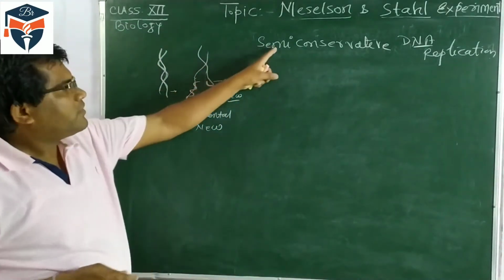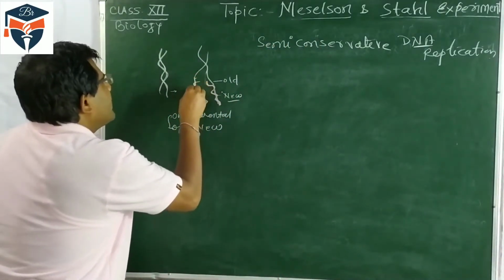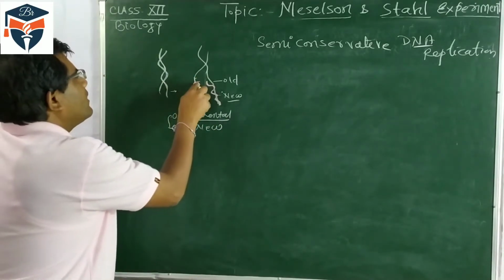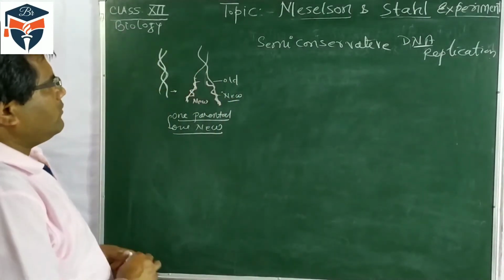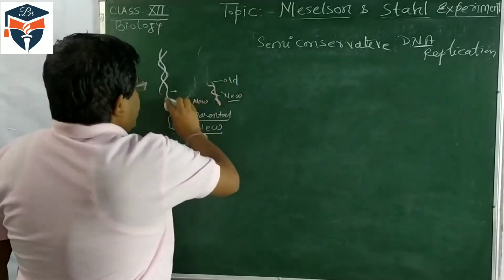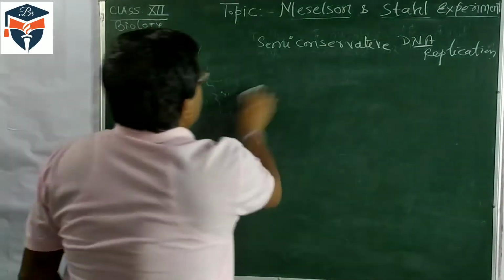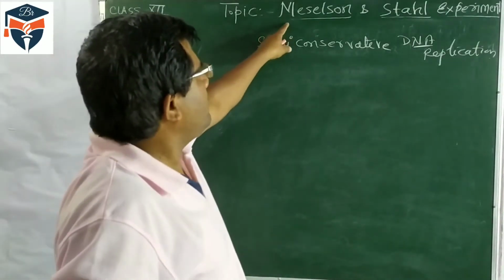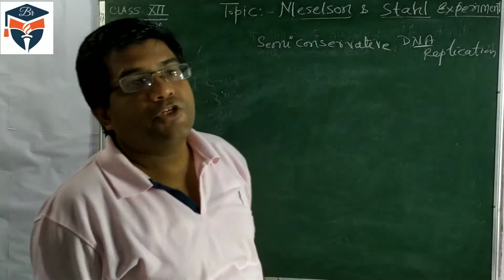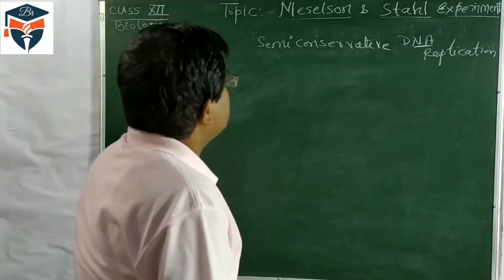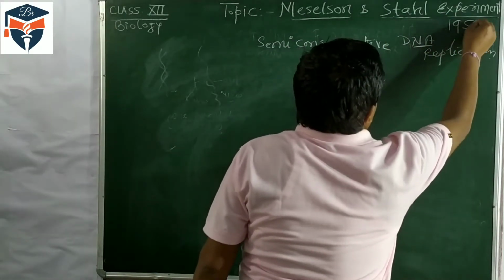So Watson and Crick explained that DNA replication is semi-conservative. Semi-conservative means one strand is parental and the other strand is new. This semi-conservative replication of DNA was experimentally proved by the scientists Meselson and Franklin Stahl. Commonly this is known as the Meselson and Stahl experiment, and they performed it in 1959.